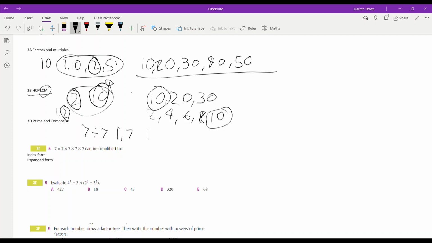If it was like 20, or rather 19, you can't divide 19 by anything equally. Therefore, the only factors of that are 1 and 19, and therefore that is a prime number.